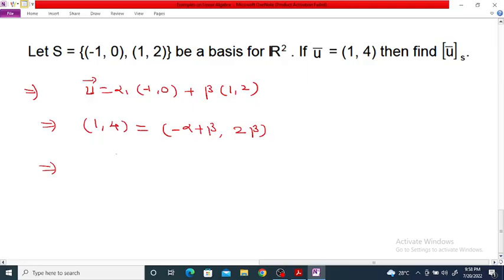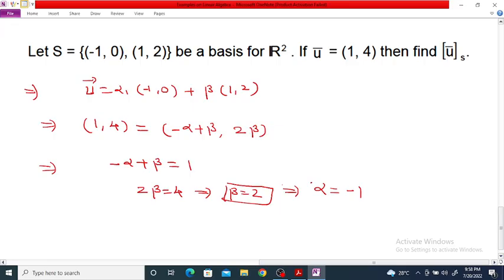If we equate the LHS and RHS, then we get minus alpha plus beta is equal to 1 and 2 beta is equal to 4. From this, beta is equal to 2. Now beta is 2, so alpha is what? If we put it here, minus alpha plus 2 is equal to 1, then alpha is 1. Sorry, not minus 1, alpha is 1 and beta is equal to 2.